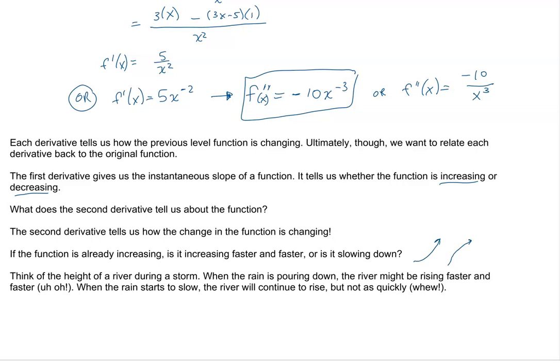So think of the height of a river during a storm. When the rain is pouring down, the river might be rising faster and faster. Uh-oh. But as the rain starts to slow, the river will continue to rise, but not as quickly. So we'll see that rising start to slow down and hopefully start to diminish.